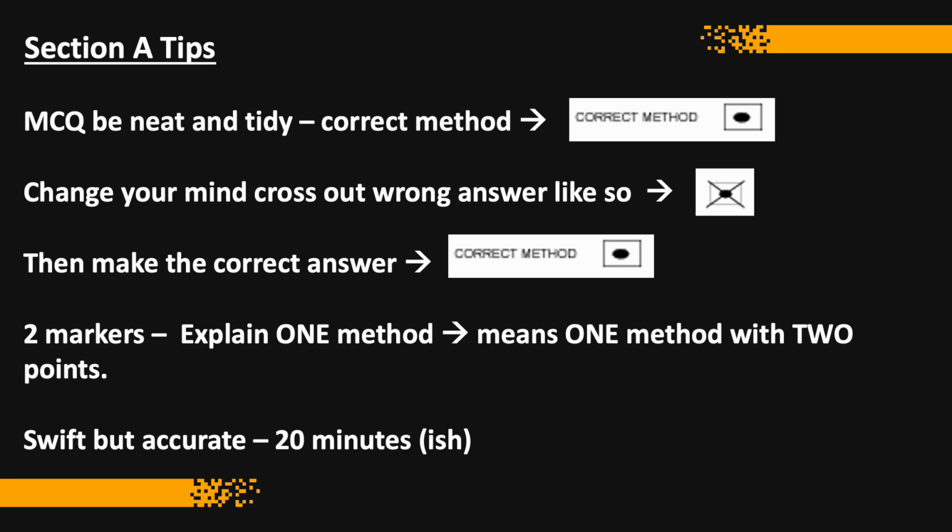In Section A, generally you want to be swift but accurate. Don't overwrite to these answers, particularly 2 markers. You don't need 6 sentences. You're looking at 20 minutes-ish for this section.